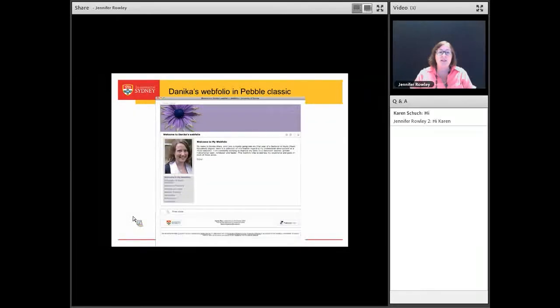Here's an example of another student's webfolio in Pebble Classic. As you can see there, she also has a philosophy of music education because that is one of our assignment tasks. But you can see here that Danica, and again we've been given permission to use these examples from the students, has really personalised her webfolio page. And from the side toolbar there, you see that what she's included in there is a blog. She's talked about her part-time teaching, which is her tutoring, but she also sees herself very much in a conducting and performance and leadership role as well.